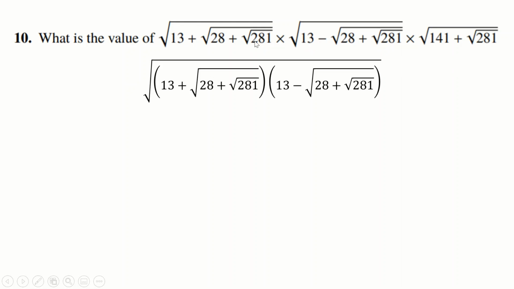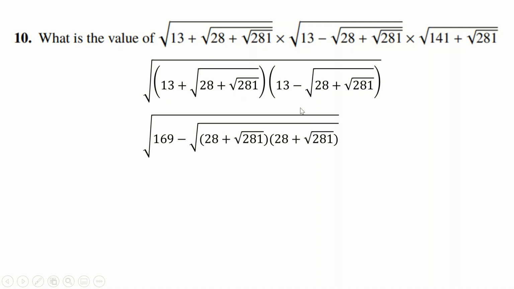So when you're multiplying things underneath the surds, you can just put them both underneath a single surd. Basically root a times root b is root ab, so I can just put them underneath a single surd. And now I'm going to expand brackets. 13 times 13 is 169. Now 13 times minus this is going to cancel with 13 times plus this, so I don't need to write that.